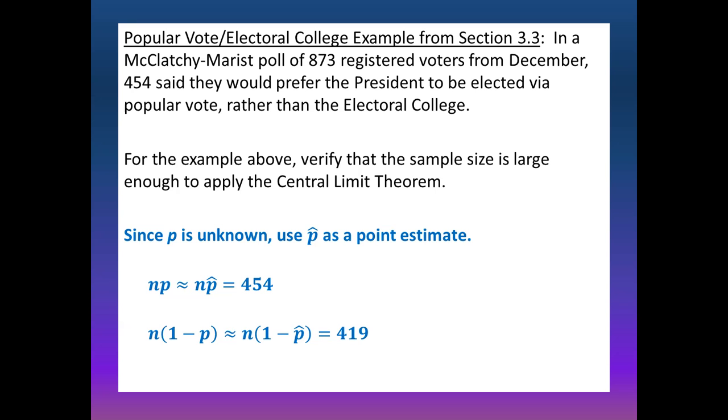So here the outcome that we're interested in is somebody preferring to elect the president via popular vote. 454 people in the sample said that. And then everything else would be 873 minus 454, which is 419. So you could do it that way. If you wanted to do it as 873 times, and then in parentheses, 1 minus 454 divided by 873, that would also work. You'd still end up with the 419.